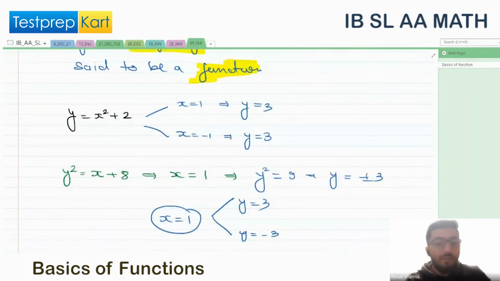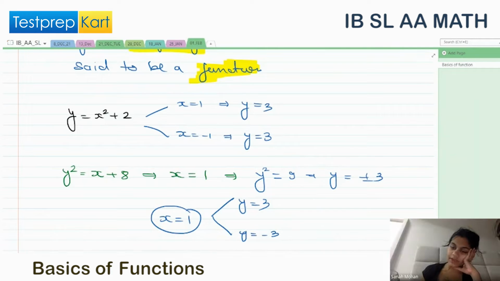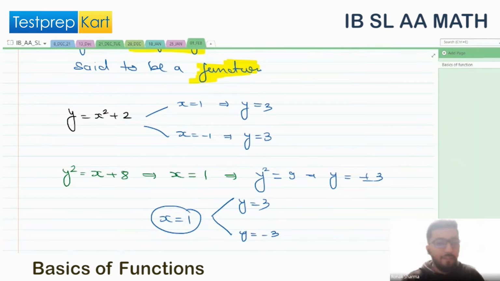Now see, what I told you is that for each value of x, you should get a unique y. In this second example, we are getting two values of y for one value of x. Are we getting a unique value for the x? No, we are getting two values of y for one value of x, yes or no? Yeah. So definitely, this is not a function.